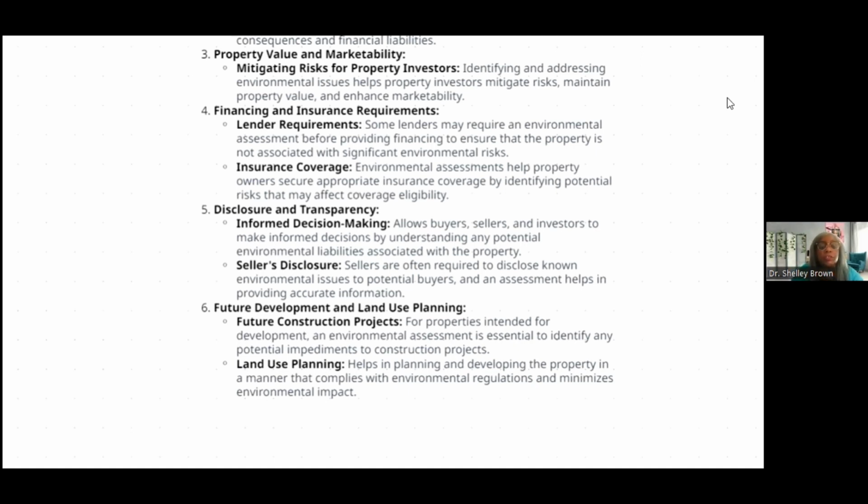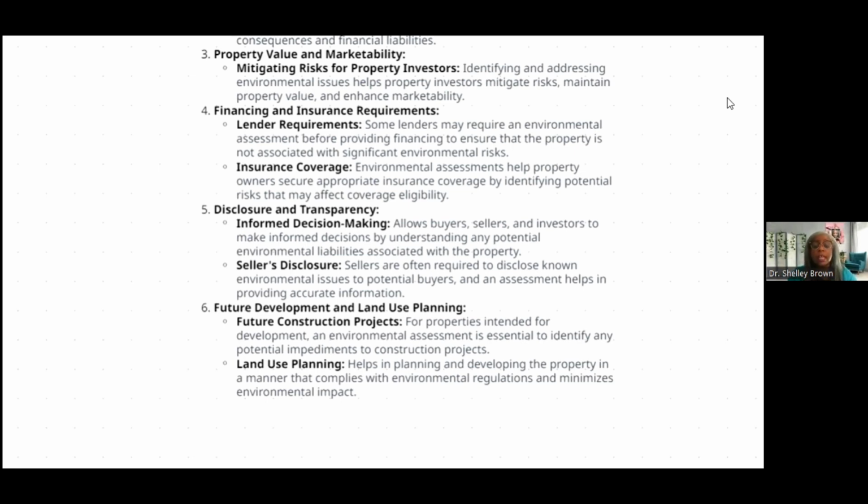And then number 6, future development and land use planning. So you want to do this environmental assessment for future construction projects. So if you intend on developing something on this land, you want to make sure that you do all of your due diligence so it does not impede your project. You want to make sure that your construction is as smooth as possible, and you want to get it done as quickly as possible.